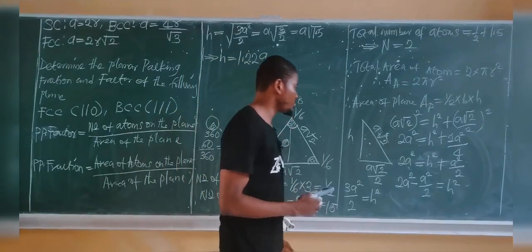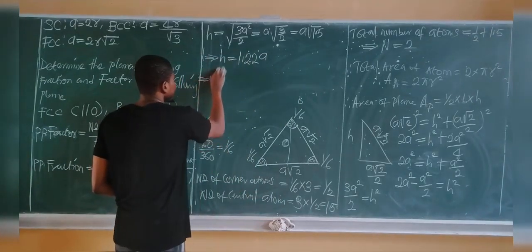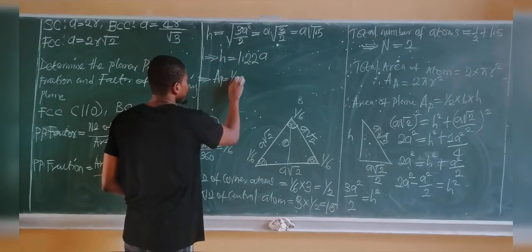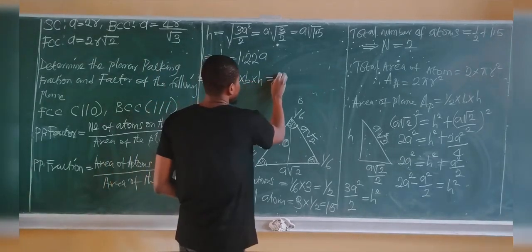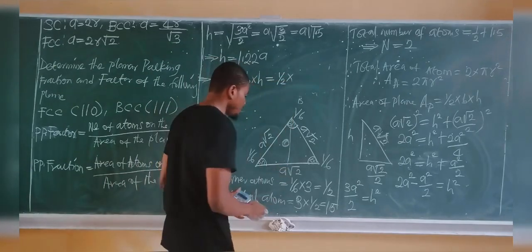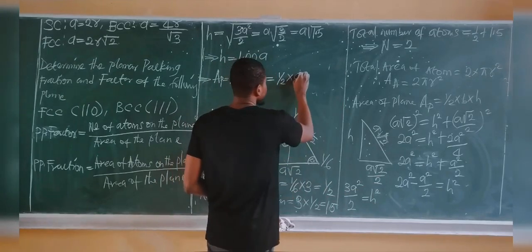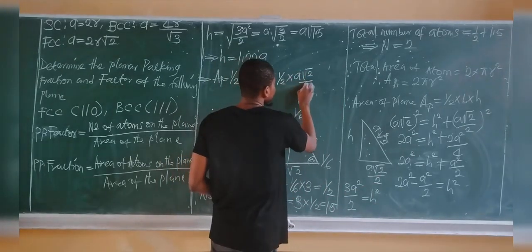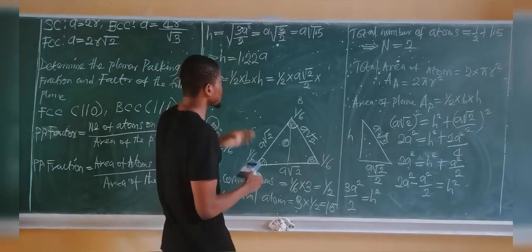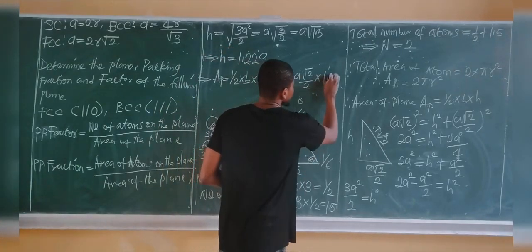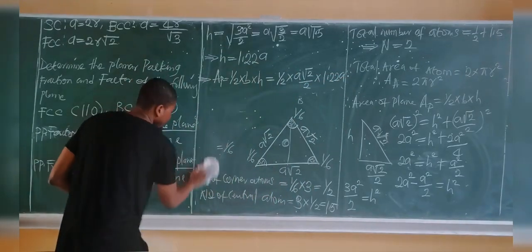If that becomes the height of the plane, then we can compute the area now. This implies that area of plane, we said, is half base times height. So this is equal to half the base itself. We've obtained the base here as a root 2 all over 2. So this becomes a root 2 all over 2 multiplied by the height. The height we've just obtained now is 1.22a. So multiply by 1.22a.